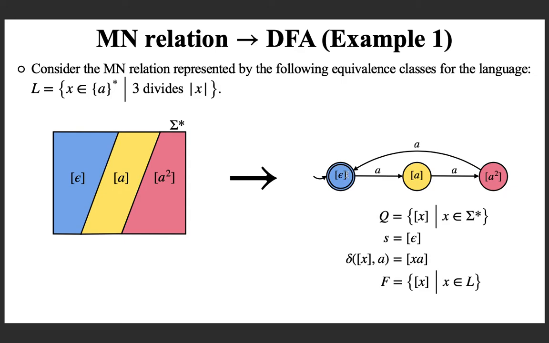And why? Because you know that if two strings x and y are related, either both are in the language or both are not in the language. So if you see that the representative element is in the language, then all the strings here will be in the language, and that is why you make this a final state.